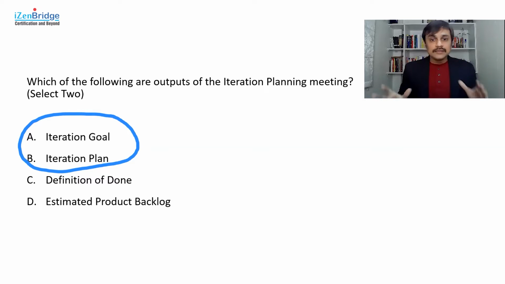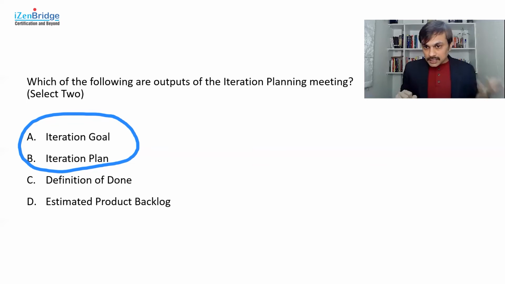Now, please be clear, the PMP exam will use iteration and sprint as replaceable words, synonyms. So sometimes they may use a phrase like, which of the following are the output of sprint planning meeting, and they may use sprint goal and iteration goal as the same thing. Similarly, iteration plan, sprint backlog, or iteration backlog, these words may also get used interchangeably. So be aware of this terminology, and then you understand how these things work.